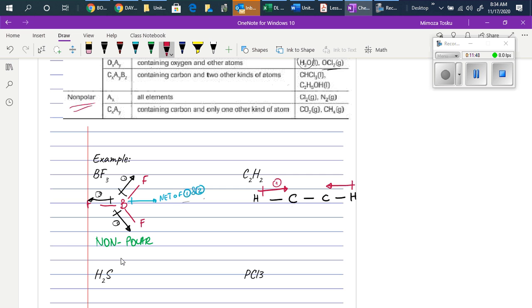And if we say that this is 1 and this is 2, then we can see that the two are with the same value going in the opposite direction, they will cancel out, making no net dipole moment, which will result in having a non-polar molecule.